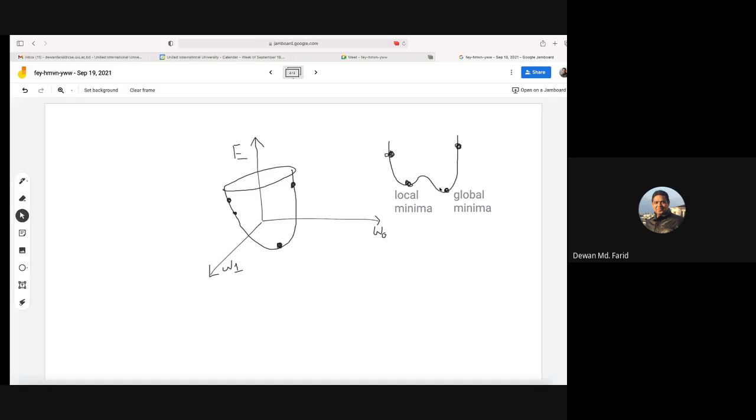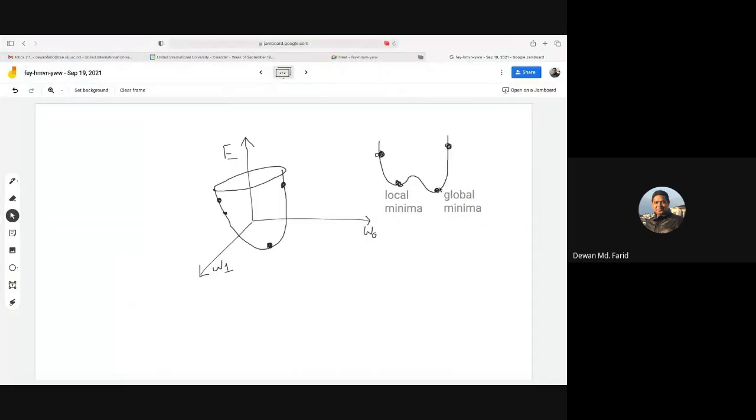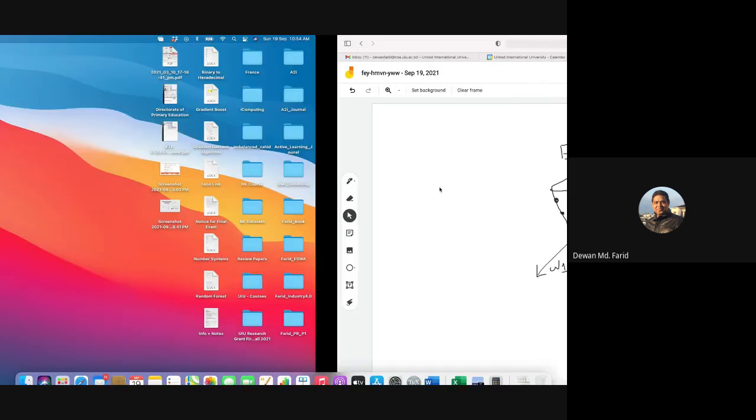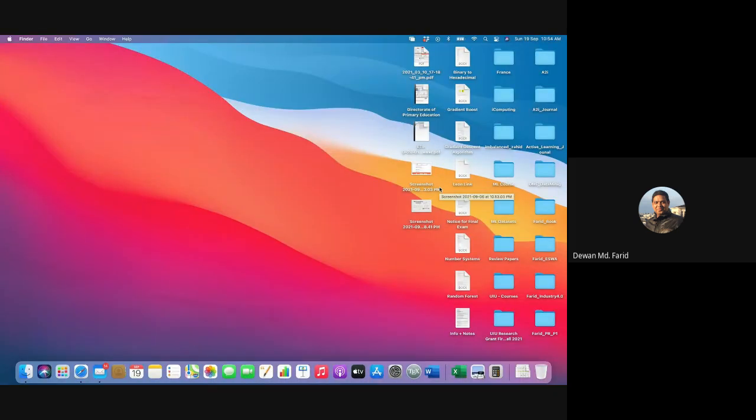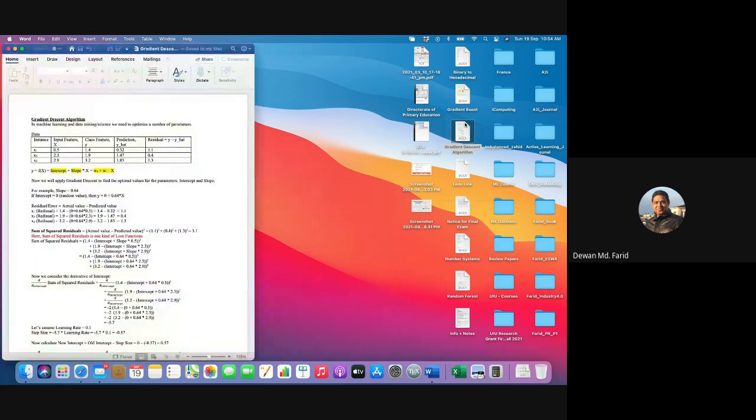This is just like a review of the last class. If we start from our last class, okay, this is the doc file we tried to develop in the last class.